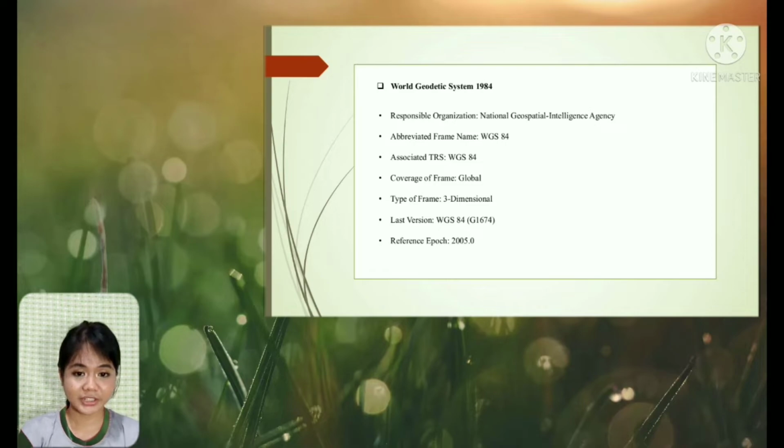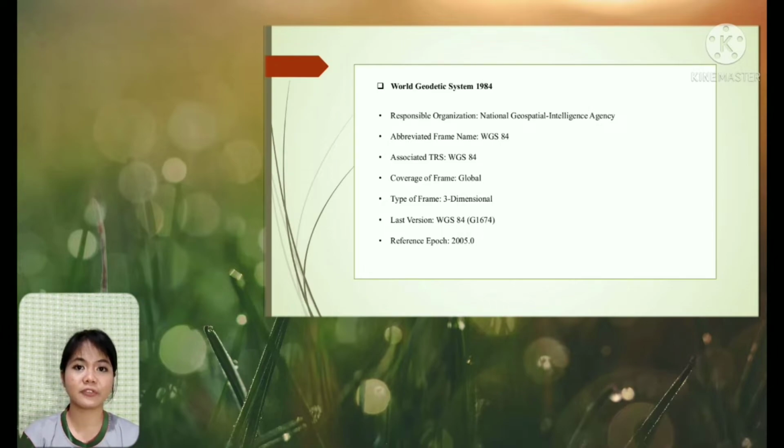The responsible organization for the World Geodetic System 1984 is the National Geospatial Intelligence Agency. So what is this National Geospatial Intelligence Agency? GEOINT stands for Geospatial Intelligence, which is a discipline that comprises the exploitation and analysis of imagery and geospatial information to describe, assess, and visually depict the physical features and geographically referenced activities on Earth.